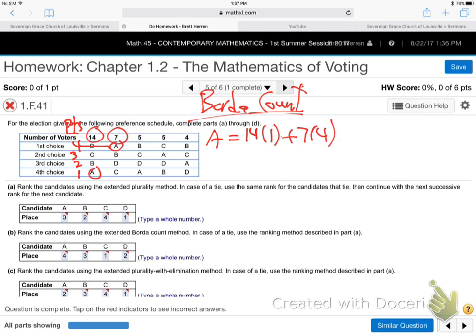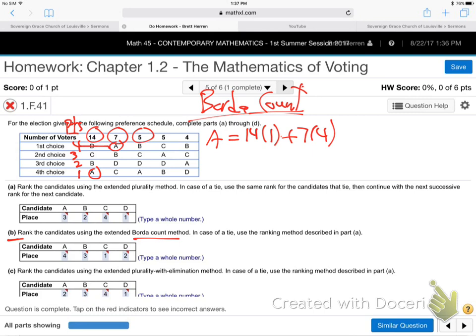Wait, which one is this one for? This is the board account. This is part B. So I'm doing board account right now, doing the point system. So we finished part A, I'm on to part B. They're going to have us just go through all 4 methods just to make sure we got them all straight. See what I'm doing? In the point system.